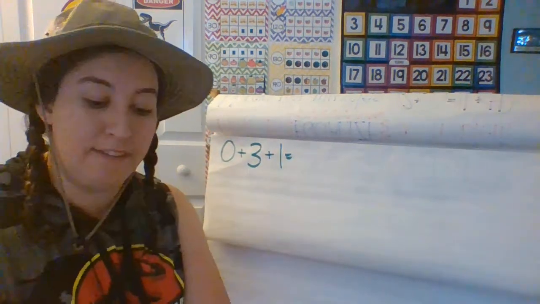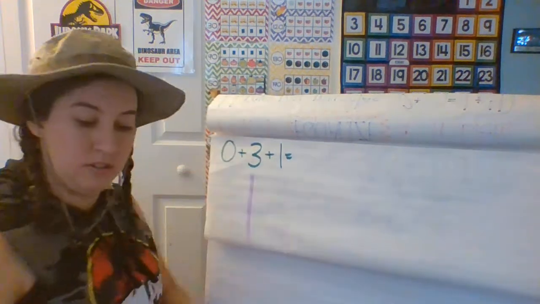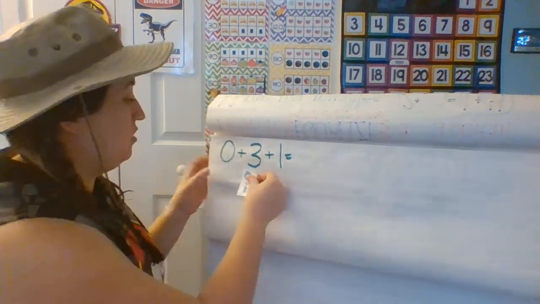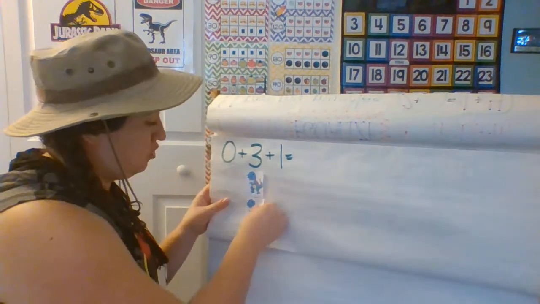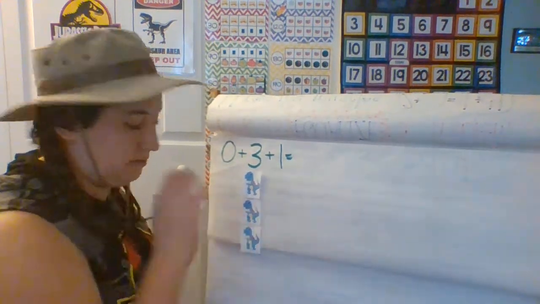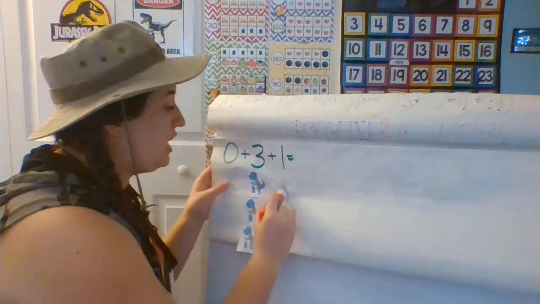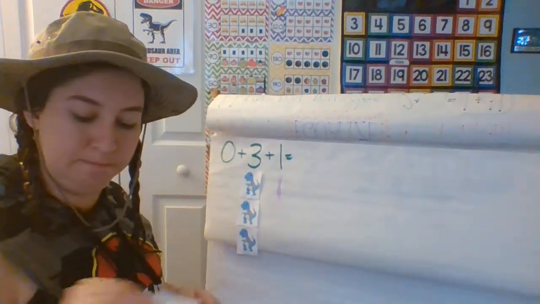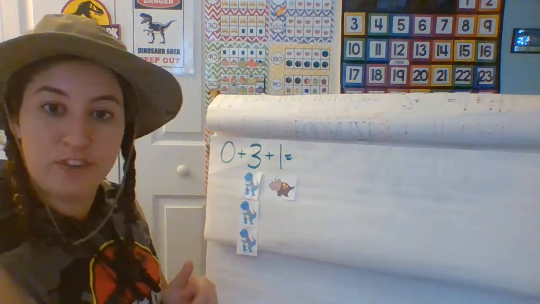3. So we have 3 blue dinosaurs. 1, 2, 3. 3 blue dinosaurs, and we have 1 purple dinosaur. So now let's figure out how many we have.